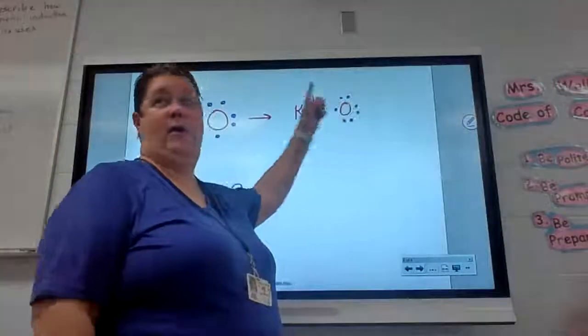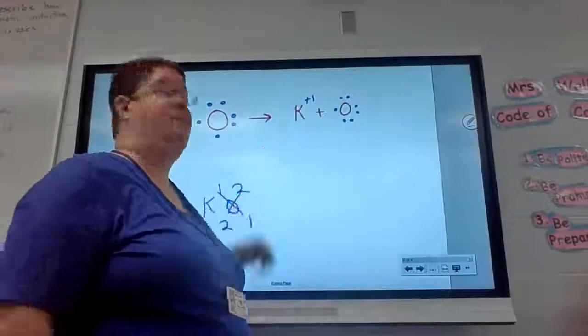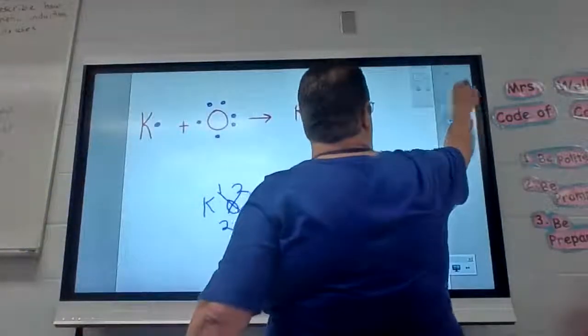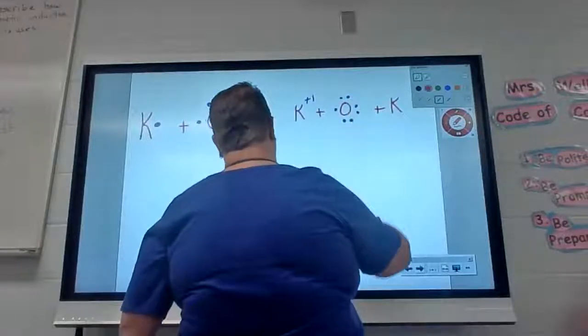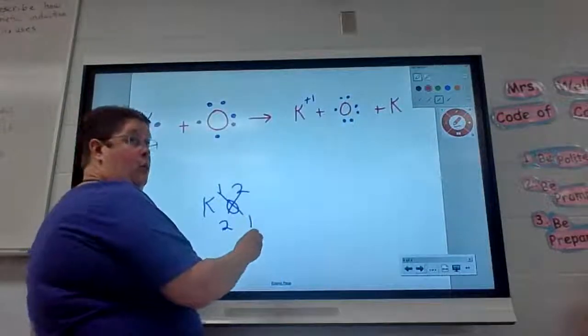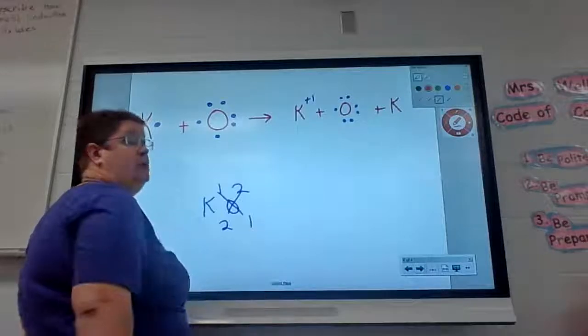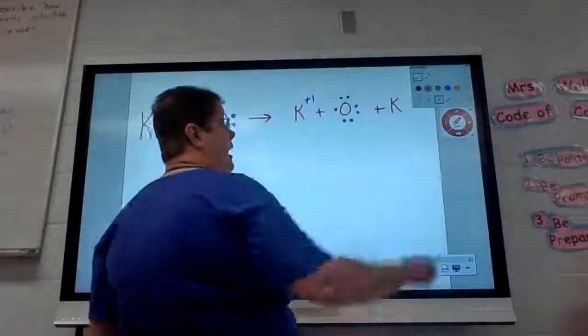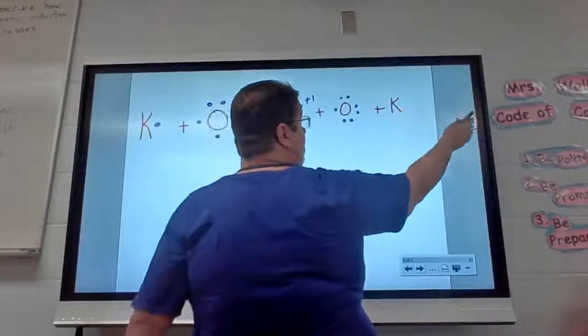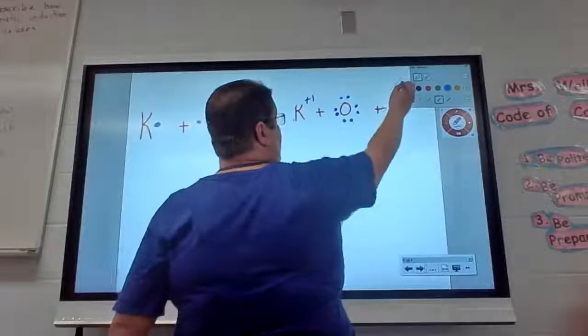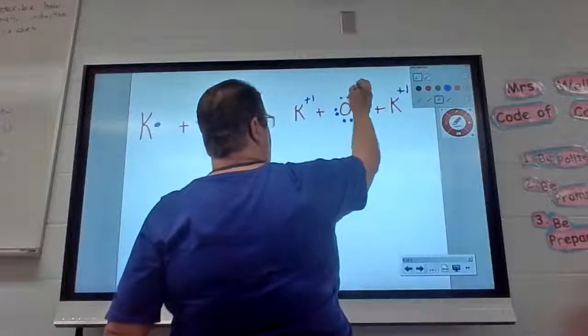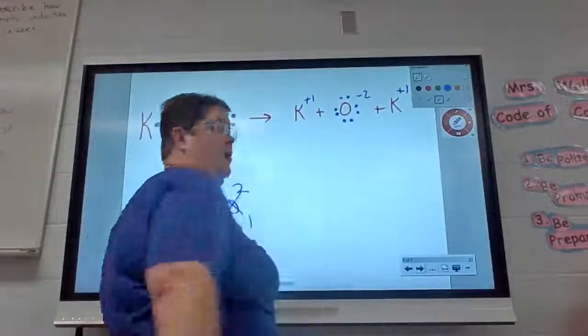So what do I need over here? How many K's do I need? I need 2 K's. So I need to add a K. And I only need how many O's? 1 O. Okay? So up here, K is going to do what? Give its electron to O. And then +1 and -2. Are you with me on that?